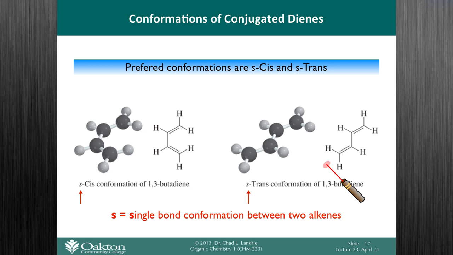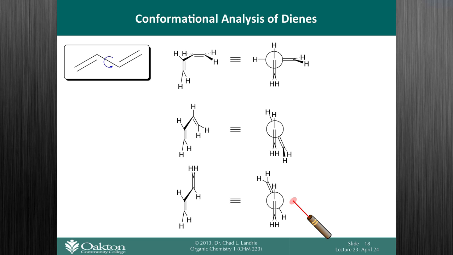The question is, why is s-trans lower in energy than s-cis? And why are both of these lower in energy than the system where the two pi systems are perpendicular? If I look at Newman projections of all three of these, we can clearly see why s-trans is lower in energy than s-cis. Here, the two CH2 groups are anti to one another, and so they experience less steric repulsion. In the s-cis conformation, those two CH2 groups are eclipsed, and therefore experience more steric repulsion.